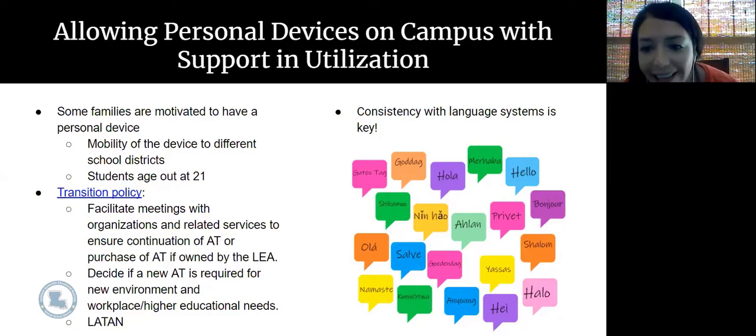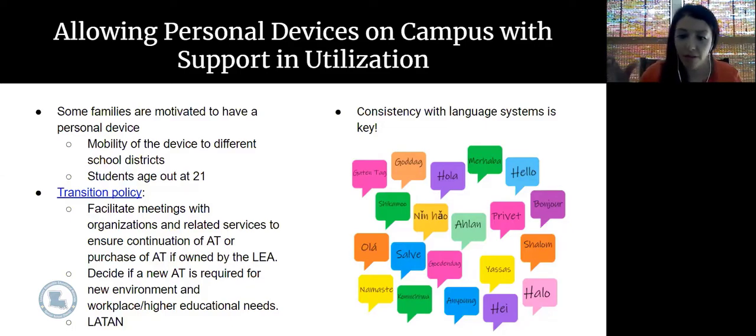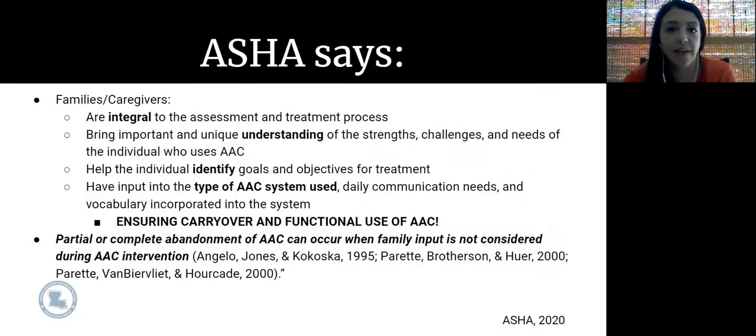So this is an example, and this is an image that I made. Y'all are more than welcome to use this, but this is saying hello in 20 different languages. So it's as if I'm trying to teach you Mandarin in one spot, but you're being made to use Swahili in another spot. So we want to make sure that those language systems have consistency in order for that child to be able to utilize them and achieve those language goals and be independent with that language system and device.